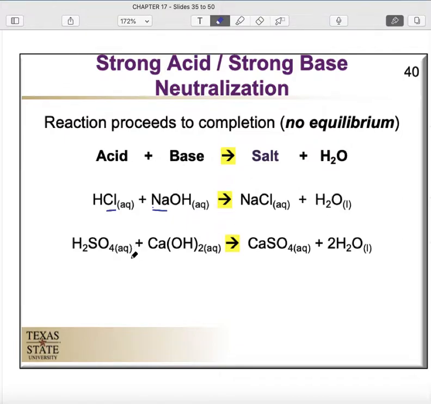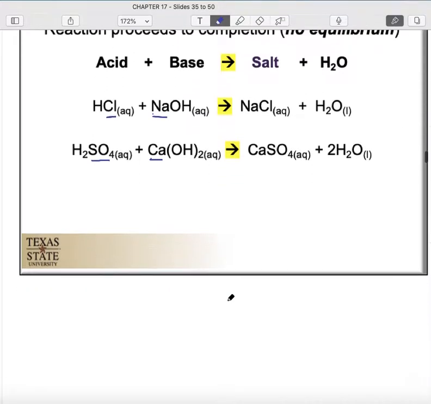We can see that again here with sulfuric acid reacting with calcium hydroxide. They react to form calcium sulfate, which again is utilizing the cation from the base and the anion from the acid, which come together to form the salt. And then what we're left with is water. And again, notice the single-sided arrow indicating that the reaction goes to completion, and we don't have to do equilibrium calculations because there is no equilibrium.